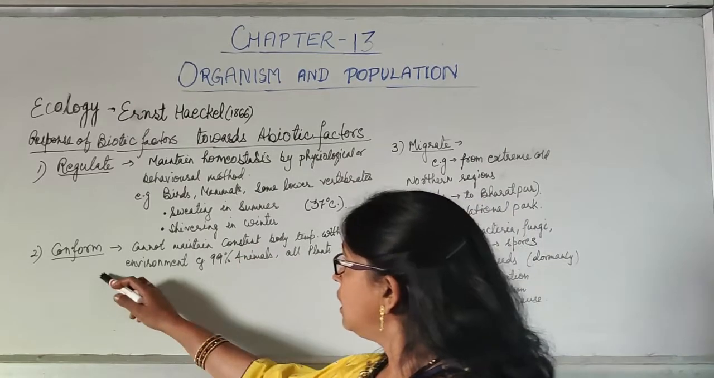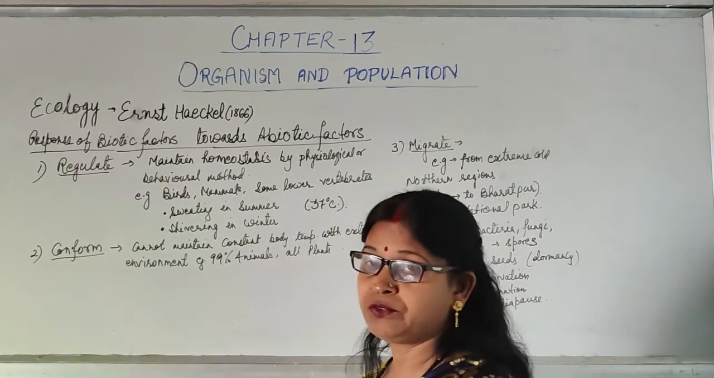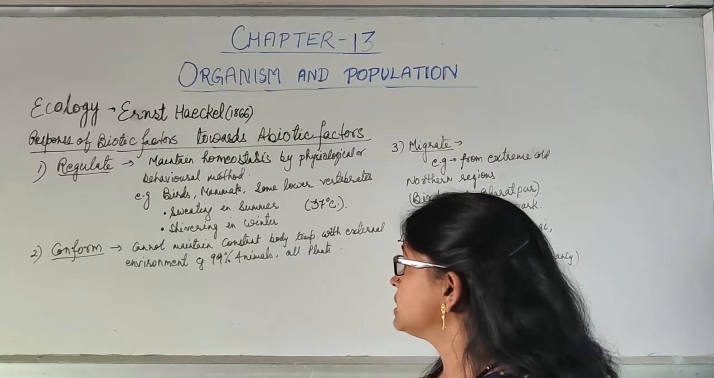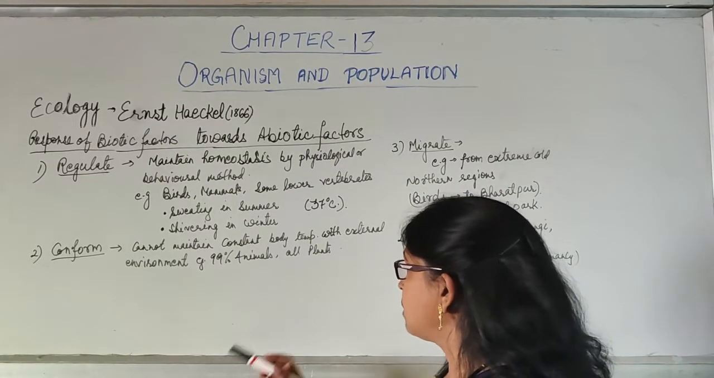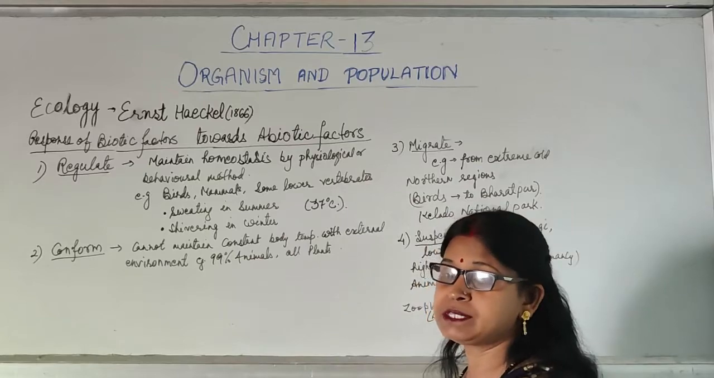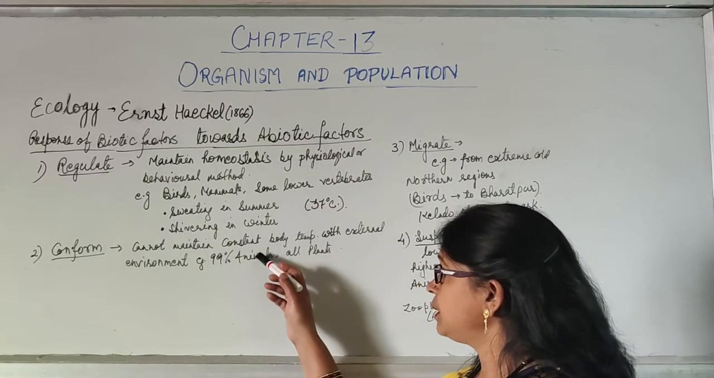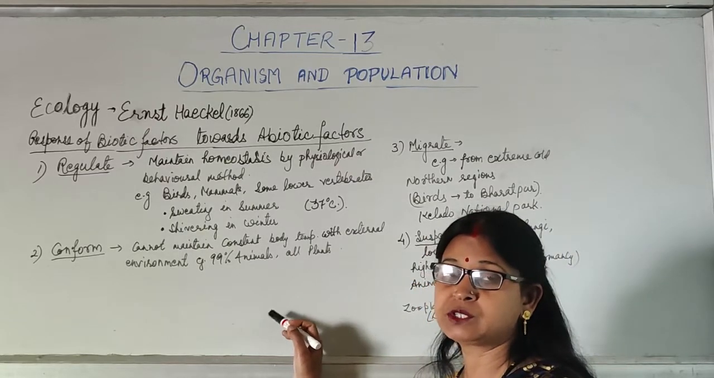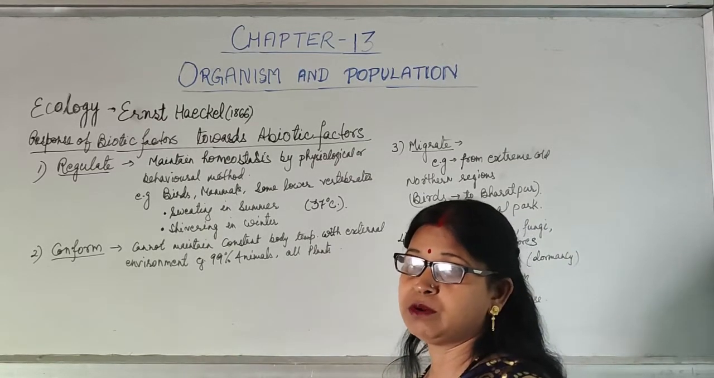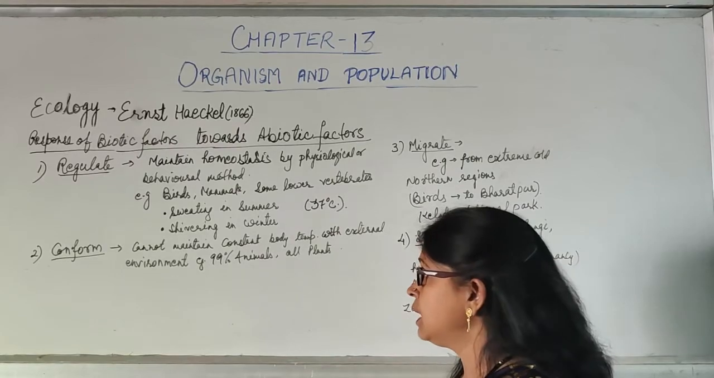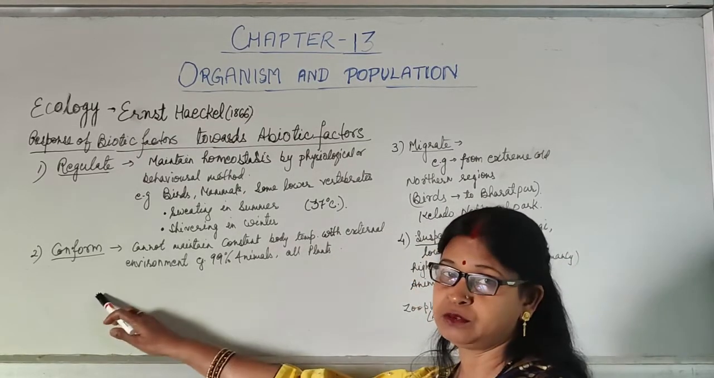The second response is conform. Some of the organisms do not have this capacity. About 99% of animals as well as all the plants cannot maintain a constant body temperature along with the external environmental condition, and these are known as conformers.